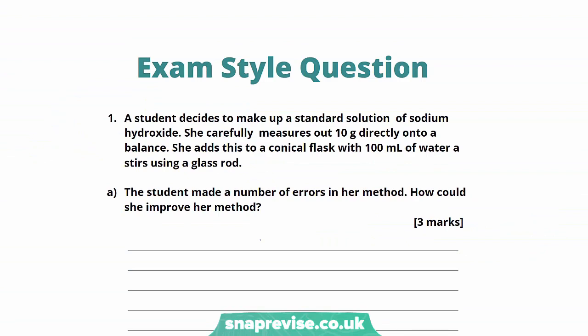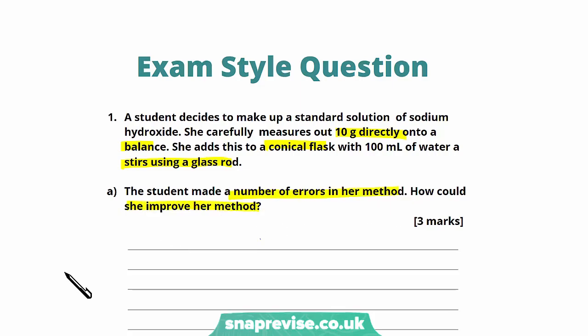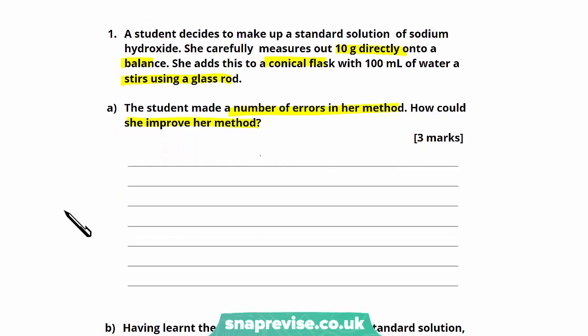A student decides to make up a standard solution of sodium hydroxide. She carefully measures out 10 grams directly onto a balance. She adds this to a conical flask with 100 ml of water and stirs using a glass rod. Part A. The student made a number of errors in her method. How could she improve her method? So for 3 marks, we should probably give about 3 errors if we can find them. So let's take a look at her method.